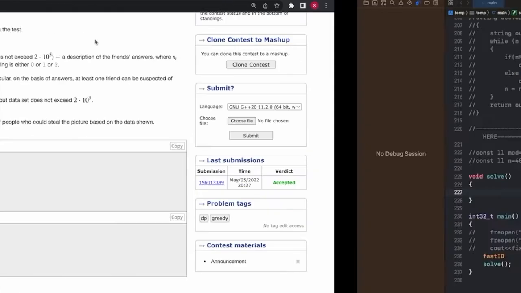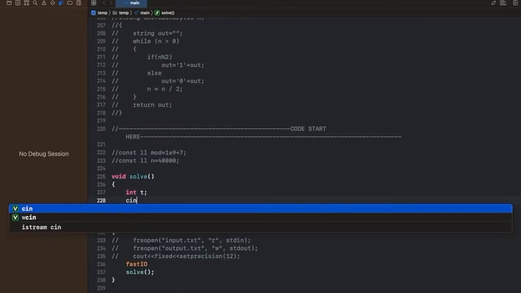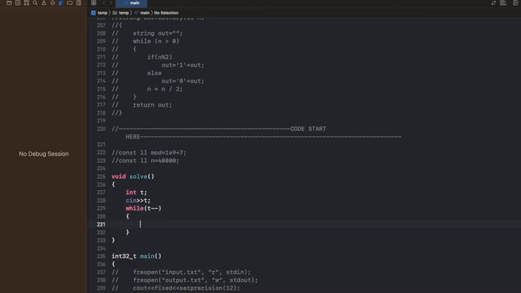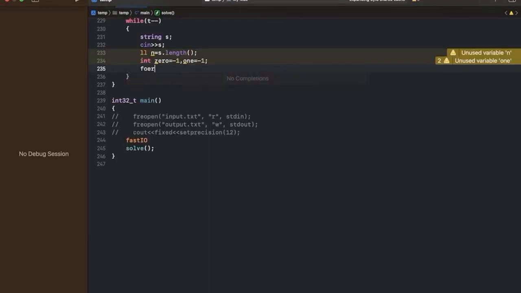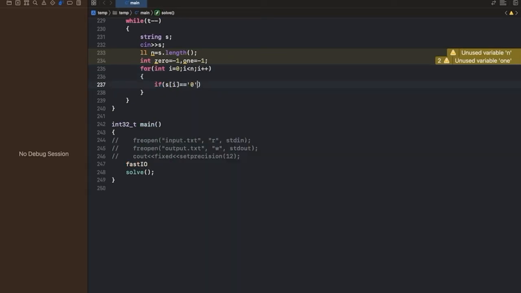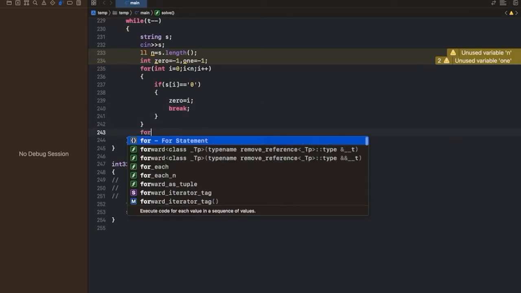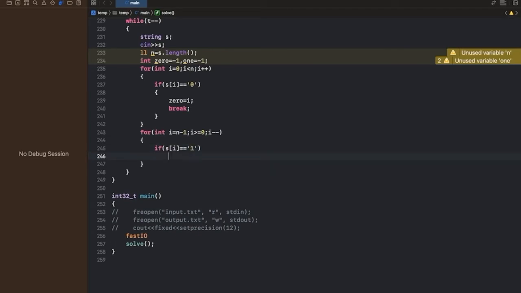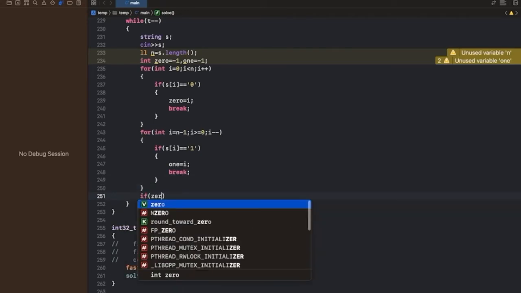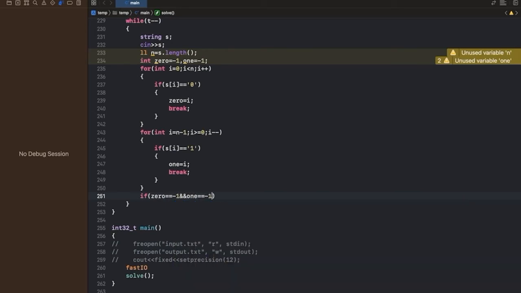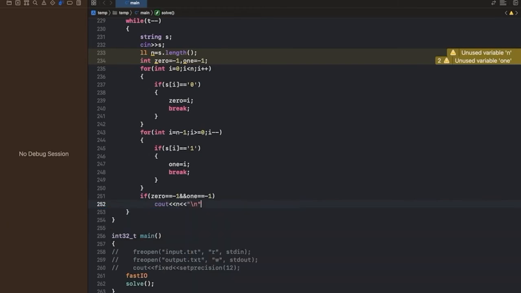So now I'll code it. We'll try to find the first and last occurrences of 1 and 0. Now we'll form the four cases. If we have no zeros and ones, in that case the length of the string will be our output.